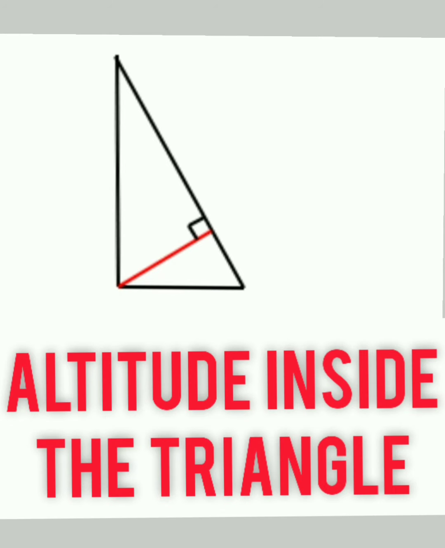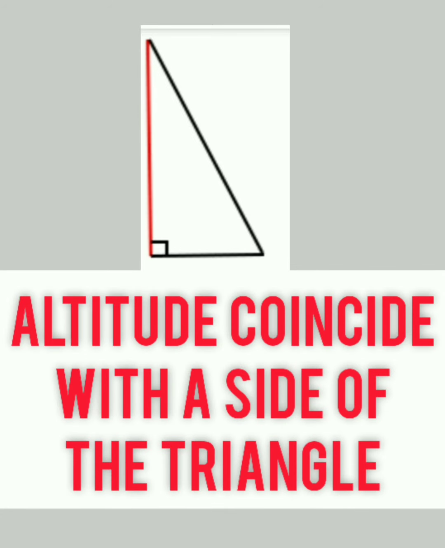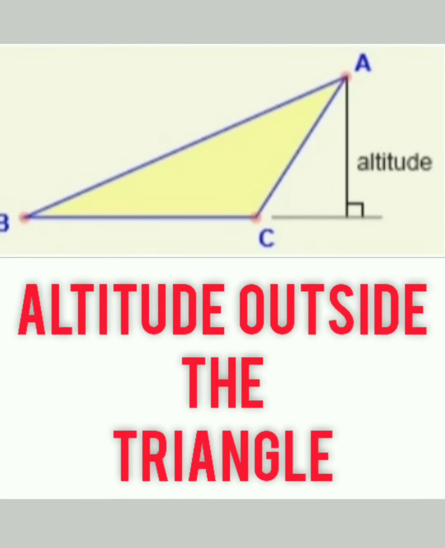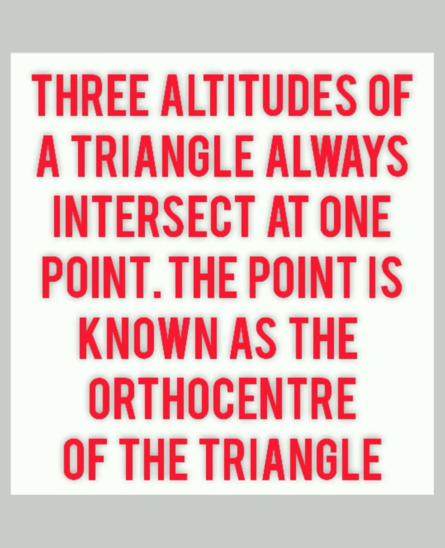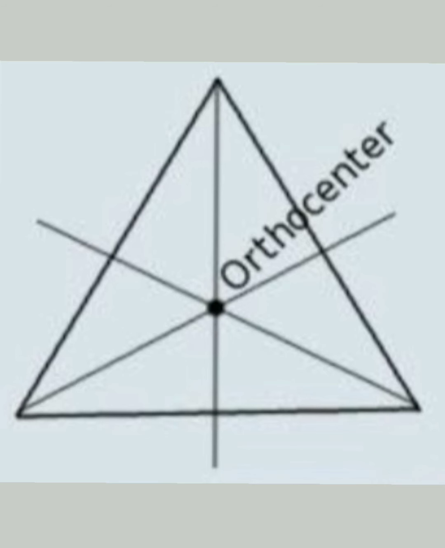These altitudes may be inside the triangle or coincide with the side or lie outside the triangle also. But in every triangle, the 3 altitudes meet at one point, and this point of intersection is known as the orthocenter. Okay, this is about the orthocenter. So let's move on to the next topic, which is the properties of triangles.